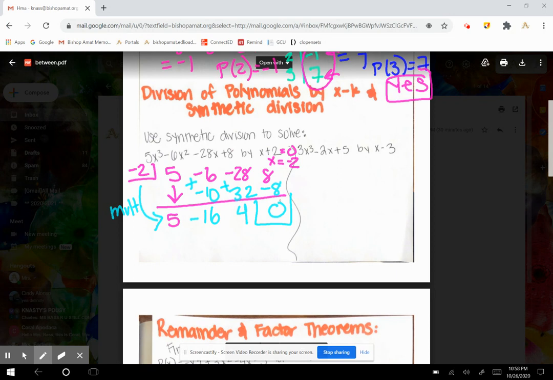Okay, so here's our answer. Because our equation started with x cubed, to get our answer, you knock it down 1 degree, which is x squared. So if this is 5x squared, the next thing after x squared is x, and then you have your constant. So our answer is 5x squared minus 16x plus 4. That is our answer.